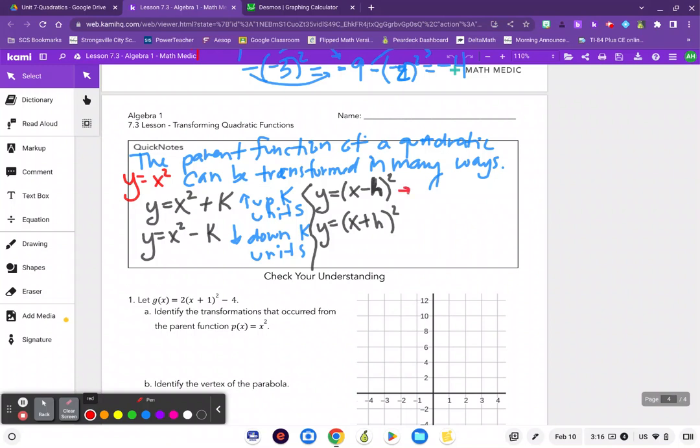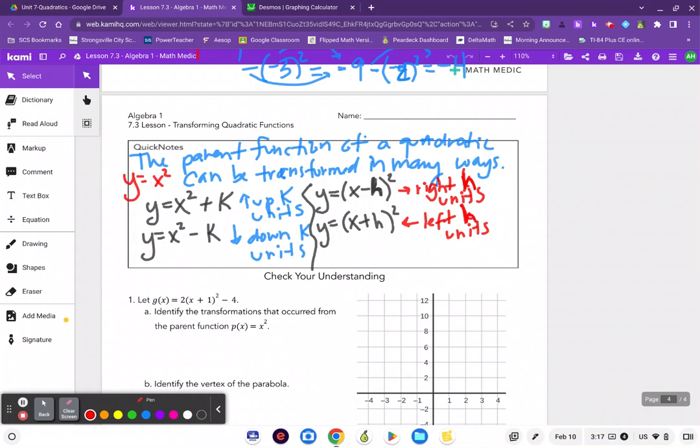Okay, so this means I'm going to move to the right h units, whereas x plus h means I'm going to do the opposite, and I'm going to move to the left. I'm going to draw my arrow to the left. I'm going to move to the left h units. Okay, not k, I apologize. Move to the right h units and move to the left h units. My apologies.